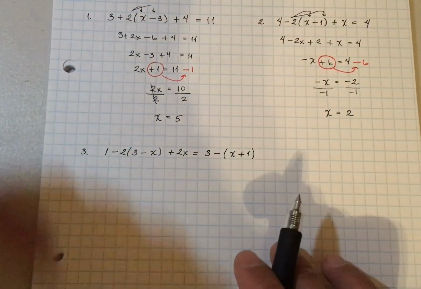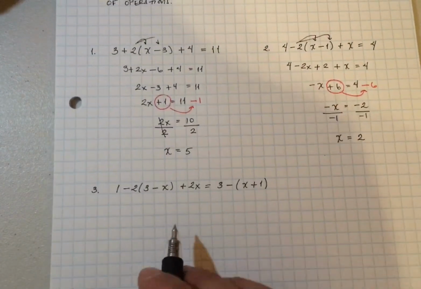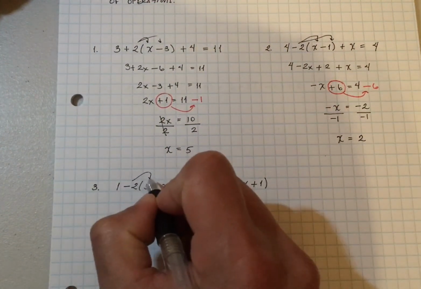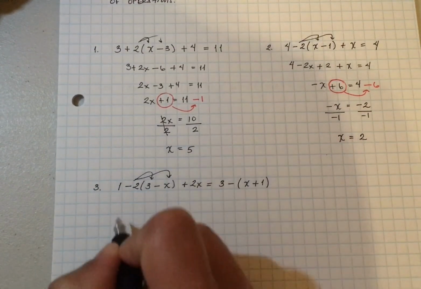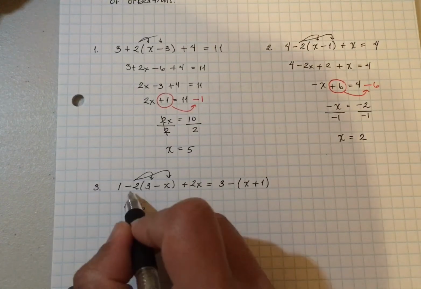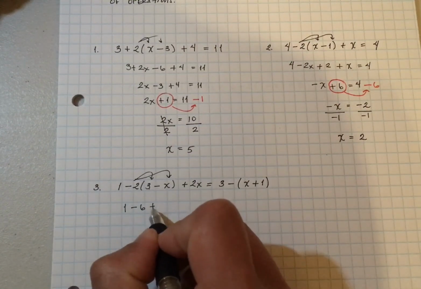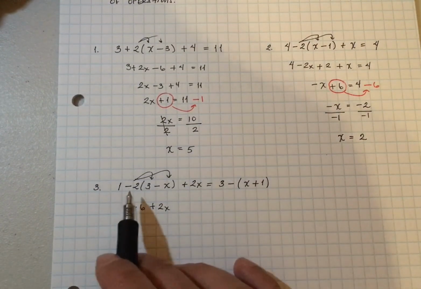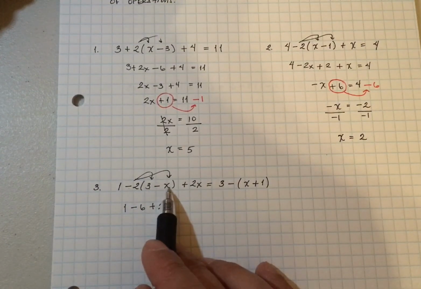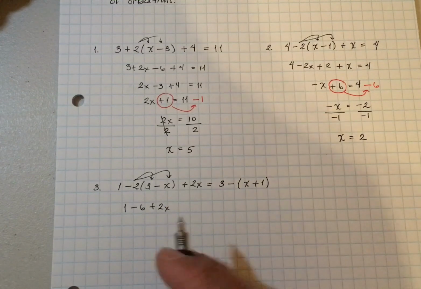Let's do one that's a little bit more difficult. Okay. Same thing, we're going to distribute. Okay, we're going to distribute. So we're going to have 1 minus 6, negative 2 times 3. Negative times negative is a positive. Positive 2x. Negativo 2 por 3, menos 6. Negativo 2 por negativo x, menos por menos es más.